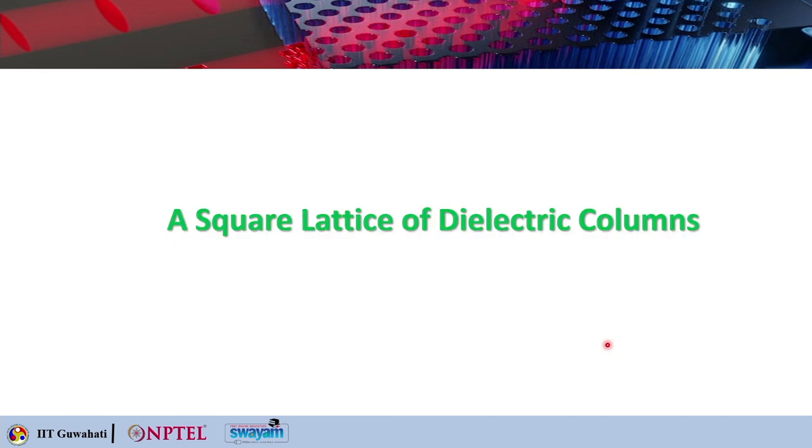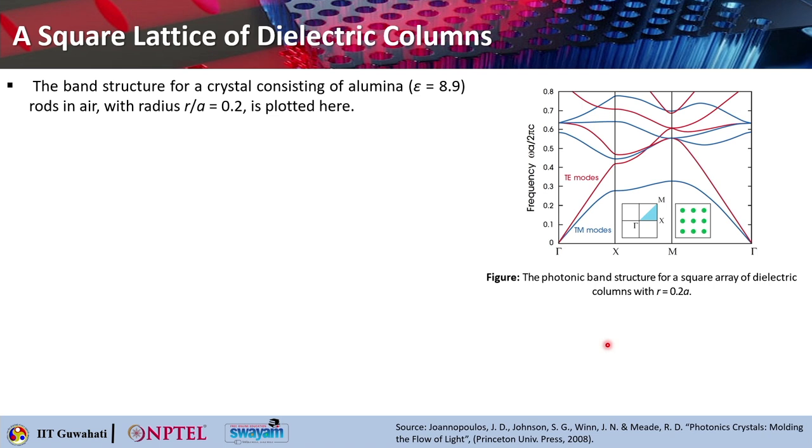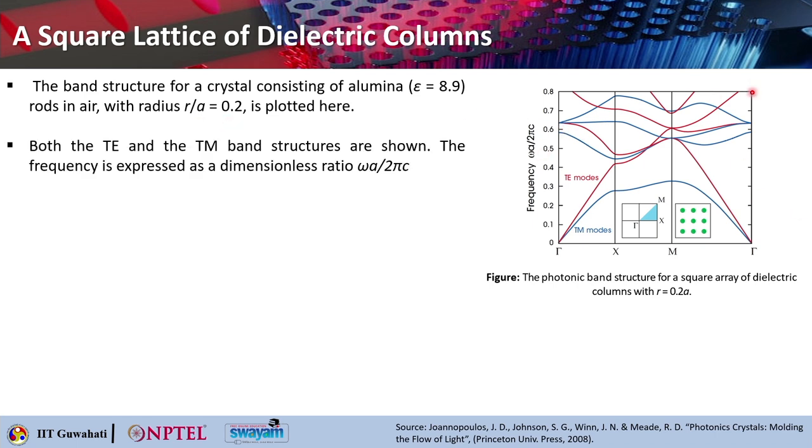Now, let us come to some specific examples and discuss how we get a band gap, and how we can obtain a complete band gap. When I say complete band gap, you need to obtain a band gap for both polarizations, TE and TM, and also for all the possible k parallel values. So, let us consider light propagating in the xy plane, and we are considering a square array of dielectric cylinders with a lattice constant of a. You can consider the cylinders to be made of alumina, which has epsilon equals 8.9. These are rods in air, and the radius to lattice constant ratio is 0.2. So, this is the photonic band structure of this square array of dielectric columns.